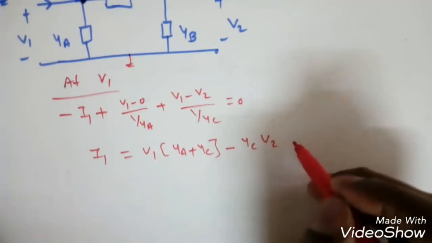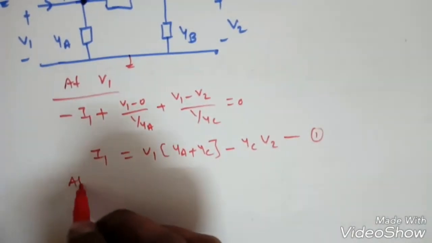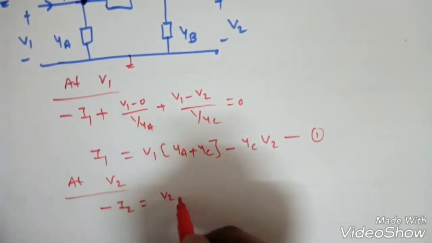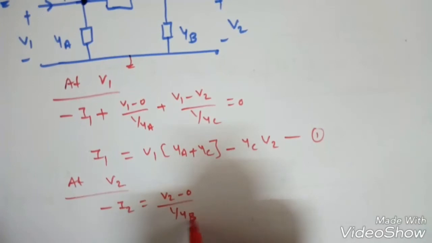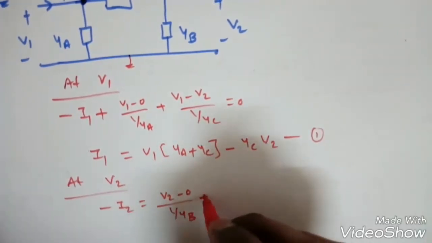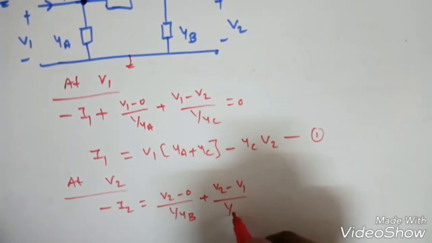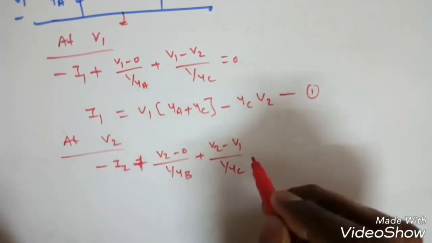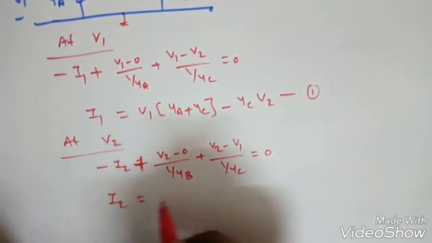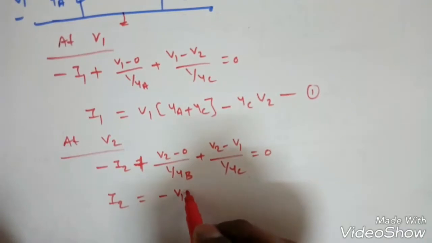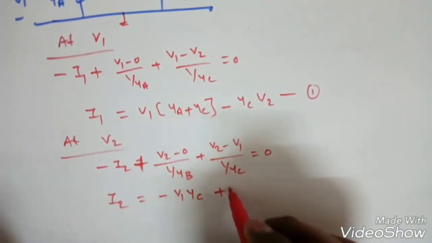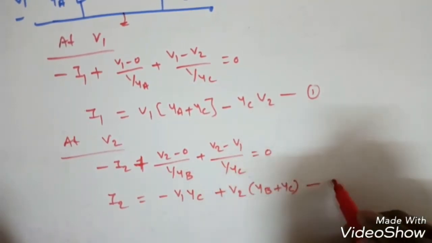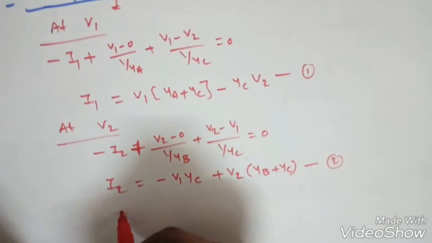Now, first equation we got. Similarly at v2, minus I2, because I2 is incoming, is equal to v2 minus 0 by 1 by yb, because I need admittance, not impedance, plus v2 minus v1 by 1 by yc, which is equal to 0. If I2 goes to that side, I2 is equal to minus v1 into yc plus v2, if I take common, yb plus yc. This is equation 2. So from this, what are the y parameters?